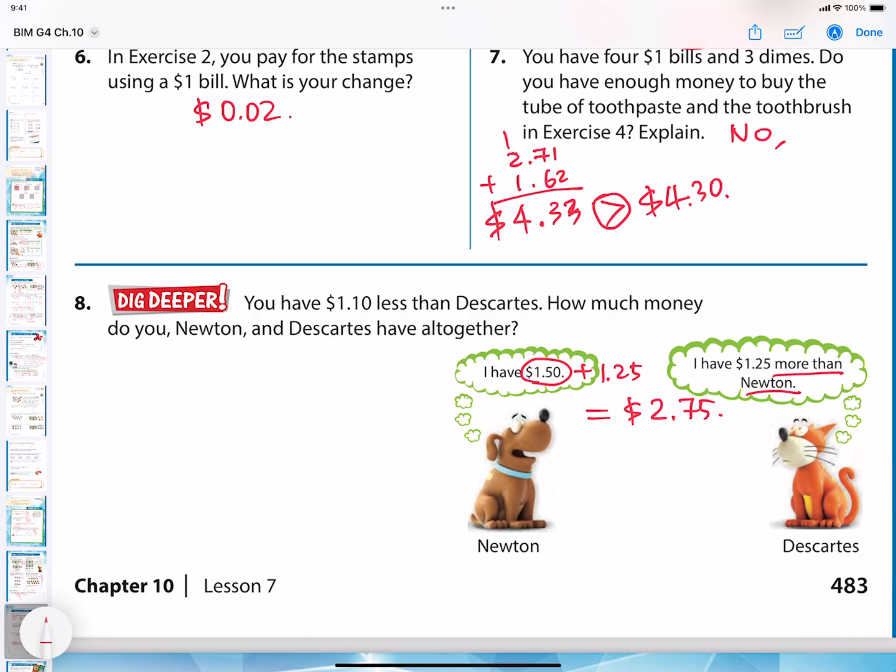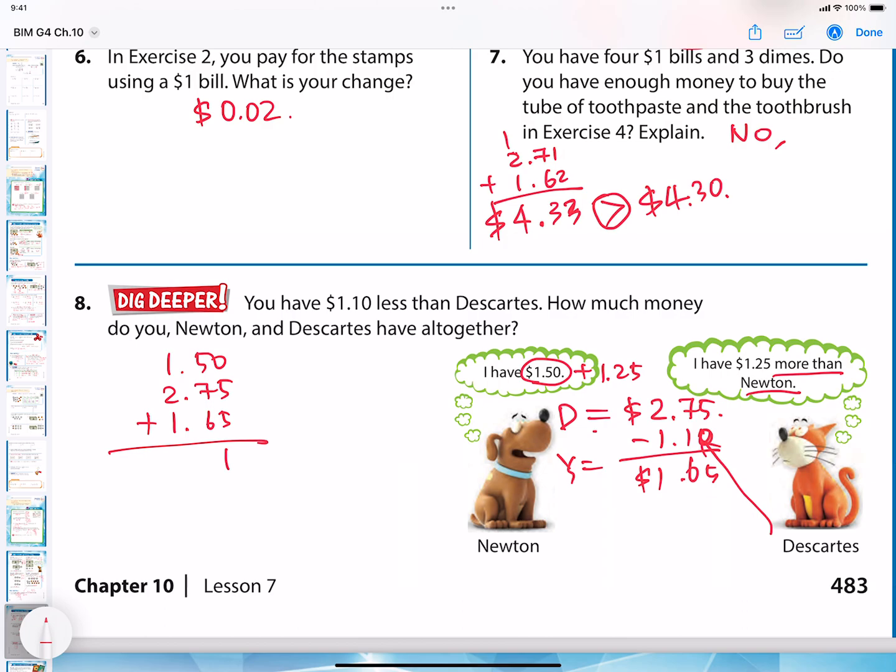Okay, now, but what about you? That's what Descartes has. What about you? You have what? $1.10 less than Descartes. Okay, so now I'm gonna take away 5, 6, 1. So you have what? $1.65. Now let's add together. So Newton has what? $1.50, and Descartes has $2.75, and you have what? $1.65.